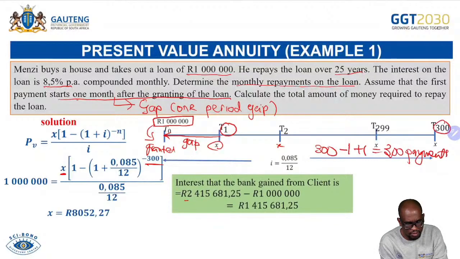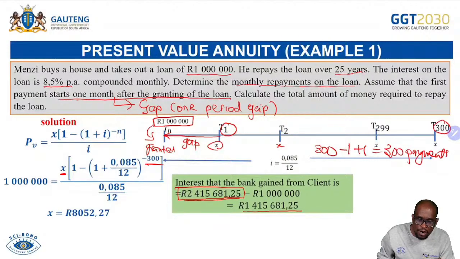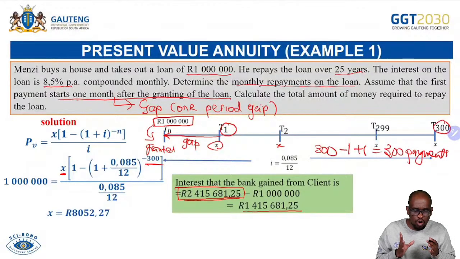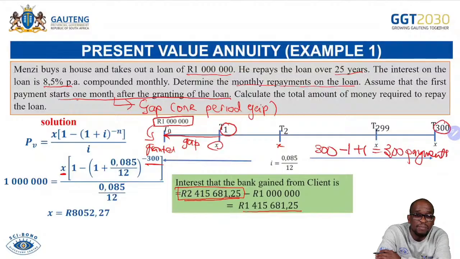All right, Menzi borrowed 1 million, but he pays back 2,415,681 rand and 25 cents. So if you check the interest is 1.4 million. All right, so you can see that these home loans, all right, you end up paying double the amount that you borrowed. All right, so that is what is happening. That is how the financial institutions here are ripping us off as far as home loan repayments are concerned.